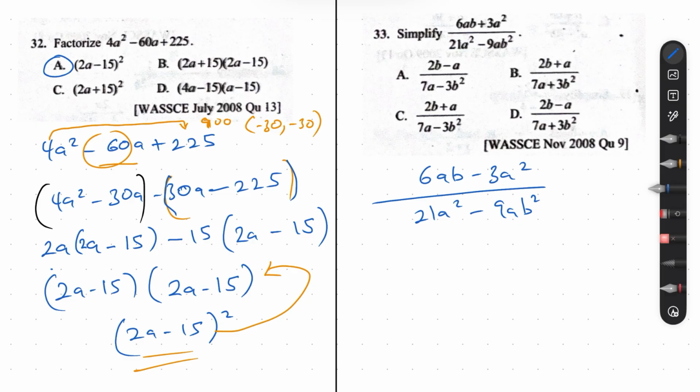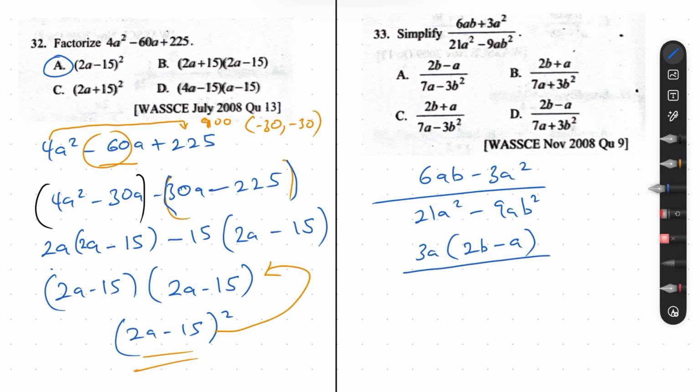So now what can we do? Okay, let's break it down. On top here, what can we factor out? a is common here and here, and for the numbers, 3 can go into 6 twice. So we can factor out 3a, and then we would have 2b minus a. Okay, cool.